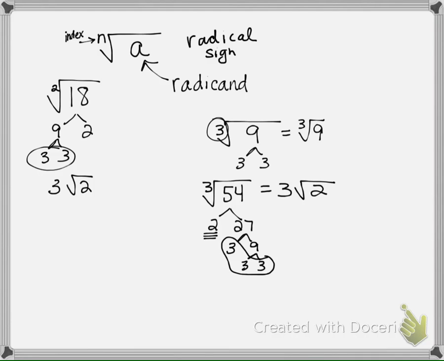Now, what did I leave out? The index. The index, you bet. Do you think you might lose a point if you leave out the index? Probably, because 3 root 2 is very different than 3 cube root of 2. So please be careful with that. Don't leave out your little index numbers. They are important. Does that make sense? All right, next thing to talk about.